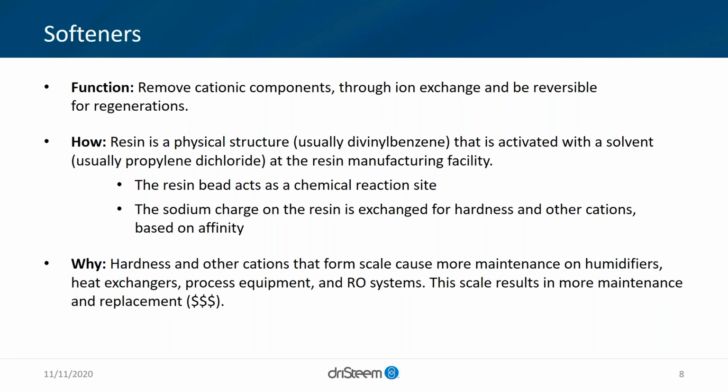So again, why do this? Hardness and other cations can form scale, causing more maintenance on humidifiers, other heat exchange equipment, process equipment, and RO systems. This scale, again, means more maintenance and potentially premature replacement of that piece of equipment.